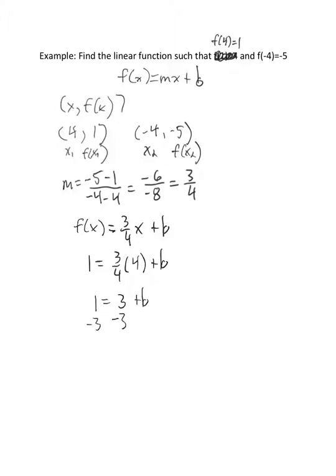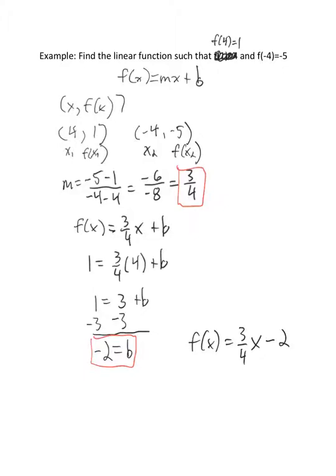If we subtract 3, b equals -2. So now we have our m and our b, and we can write the function f of x equals 3 over 4x, and since it's plus b and we've got this -2, I'm just going to write that as -2.